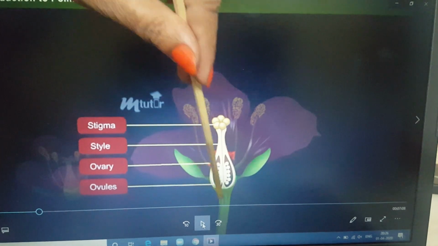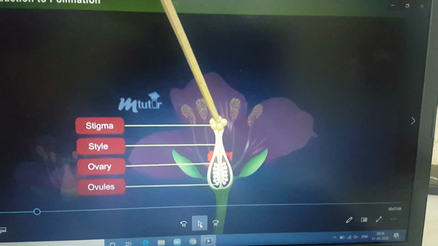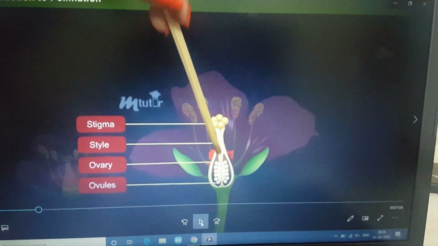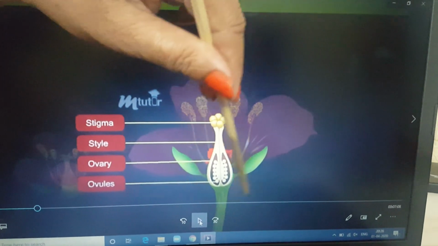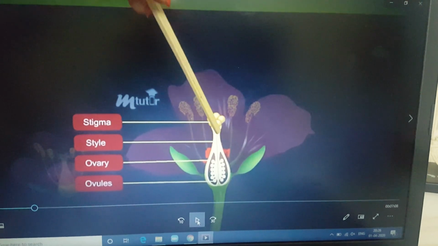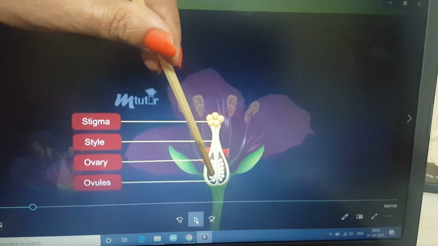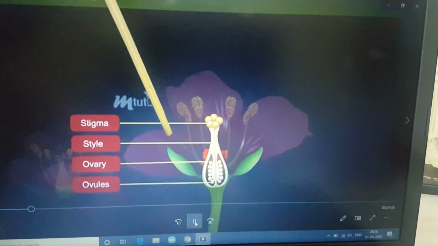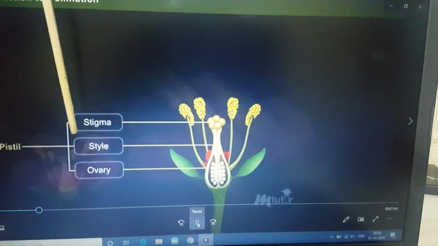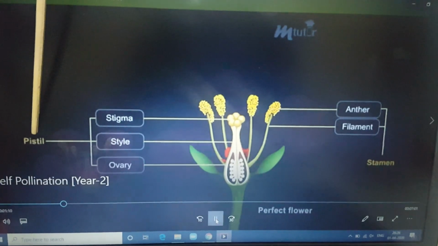If you see the ovary carefully, it is the swollen part of the flower. Stigma is lobe-like. Style is a very long tubular organ, a thin tube which connects the stigma to the ovary. Now when we see stigma, style and ovary as a whole, we call it the pistil.